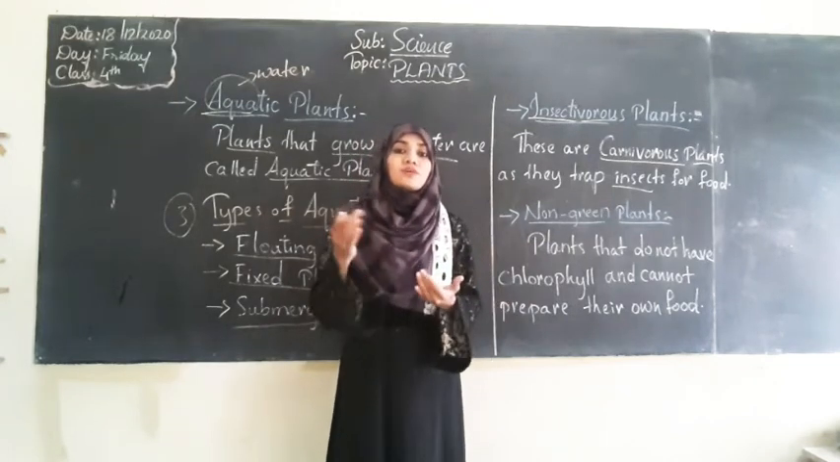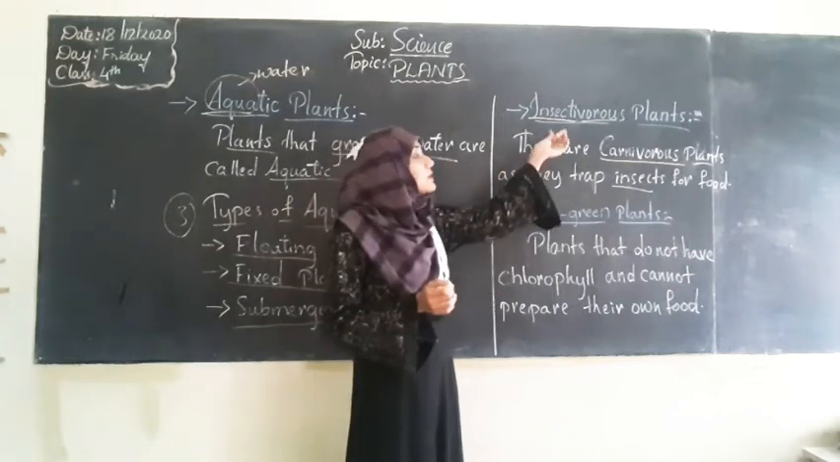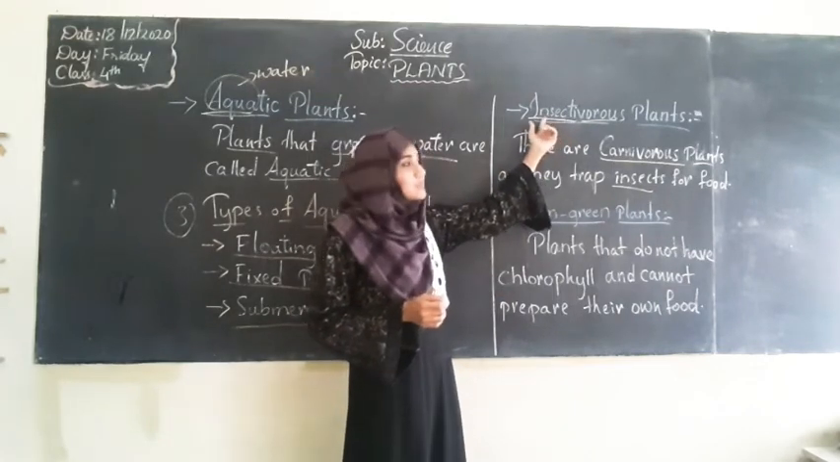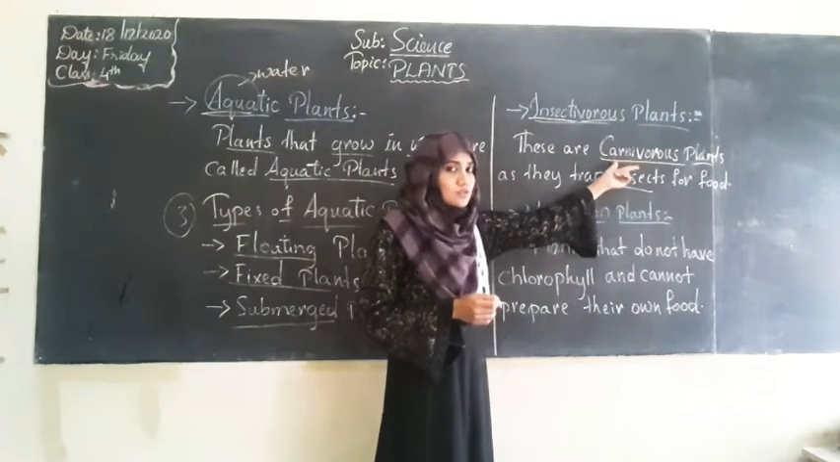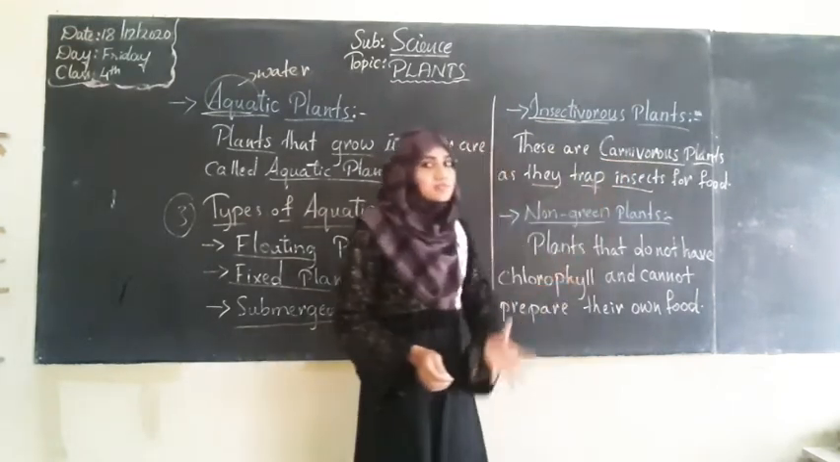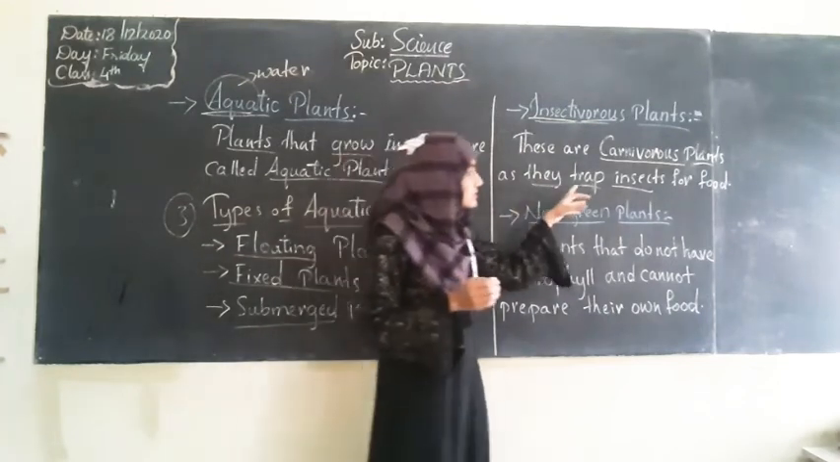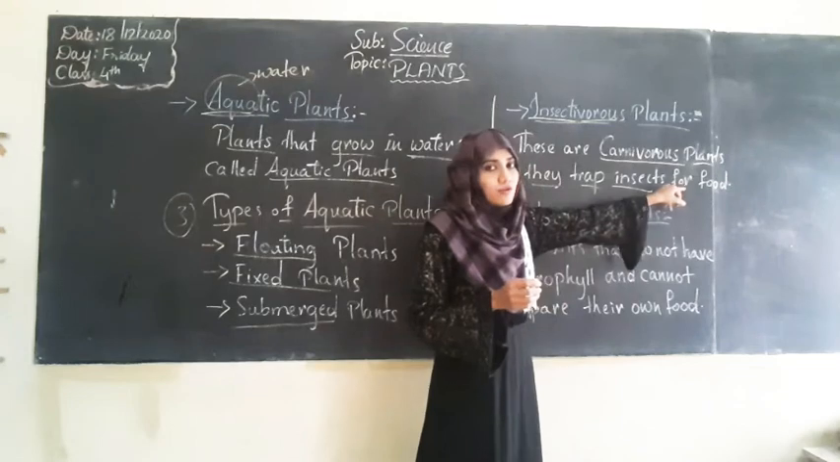that means plants will also eat flesh of other organisms. Such type of plants are called insectivorous plants and they are also called carnivorous. Now why are they called carnivores? Because they trap. Trap means to capture, to seize. They trap insects for food.